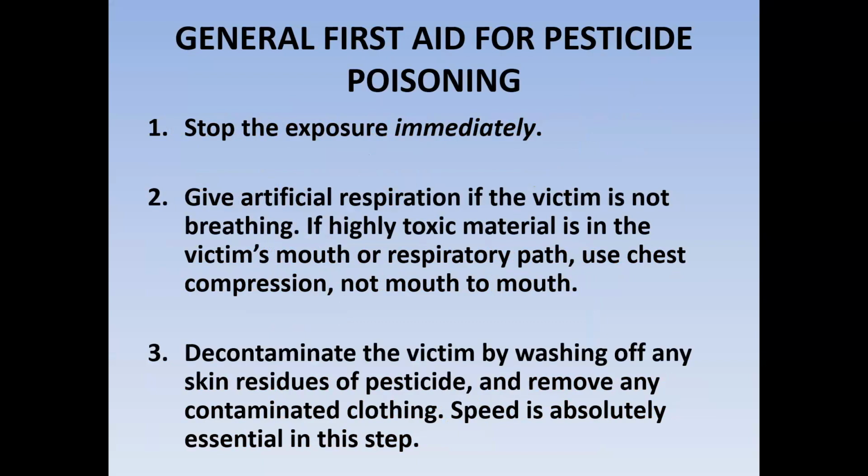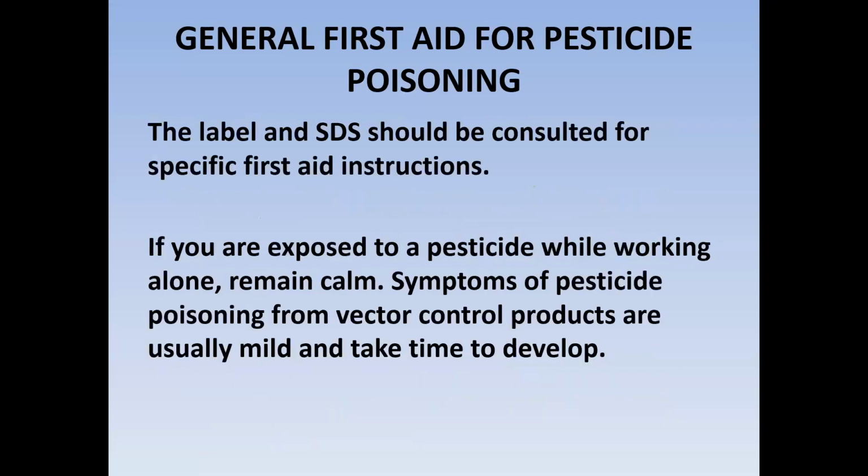Okay, if you are around somebody who gets poisoned, first of all, stop the exposure immediately. Give CPR or artificial respiration if the victim is not breathing. If the highly toxic material is on the victim's mouth or respiratory path, use chest compression, not mouth to mouth. Decontaminate the victim by washing off any pesticide residues on the skin, and remove any contaminated clothing. Speed is absolutely essential in this step. The label and SDS should be consulted for specific first aid instructions, so don't just guess, actually read the label.